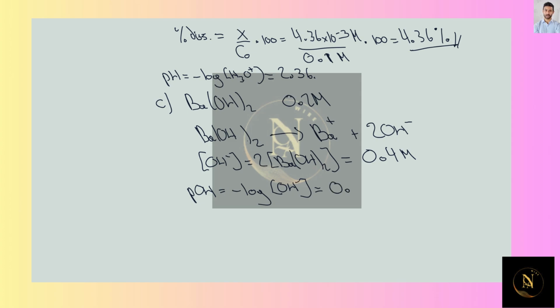Now, the pOH is going to be minus the logarithm of the concentration of OH minus. So, minus the logarithm of 0.4, giving us 0.4, curiously enough. Well, 0.398, but we can round it to 0.4. And we know that the pH plus the pOH needs to be equal to 14 when we are in aqueous media. So, the pH will be 14 minus pOH, giving us 13.6.